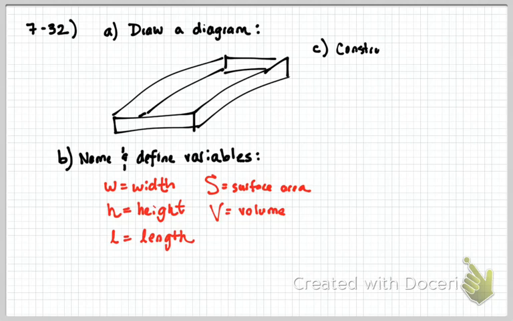Construct equations to relate the variables. And that's what we're doing throughout this whole problem. We're trying to create relationships so that we can end up with just 1 variable left.